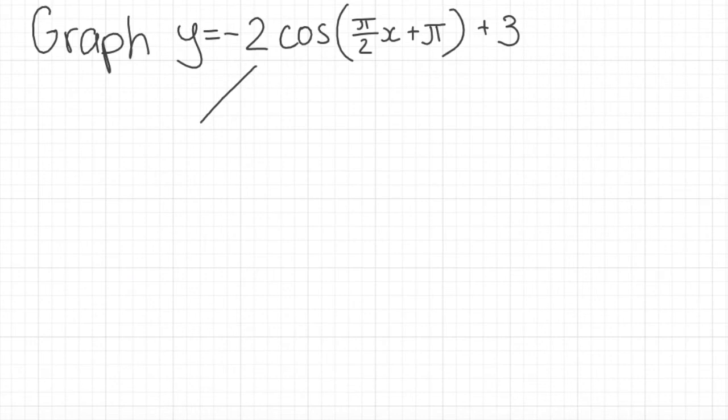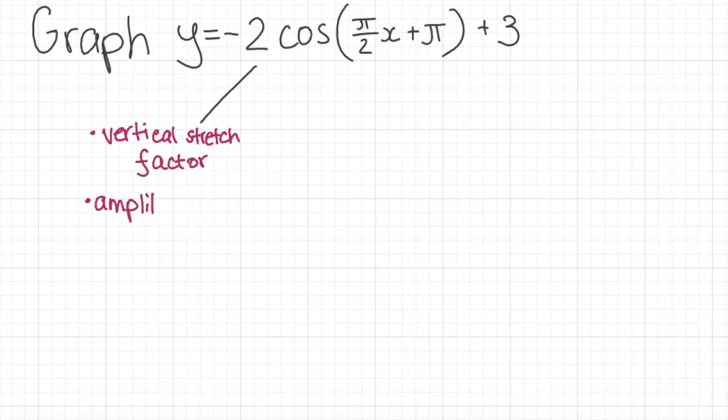Considering the graph of y equals -2 cos of pi over 2x plus pi plus 3. Let us first label all of the aspects of our equation. The -2 will tell us the vertical stretch factor and the amplitude. Pi over 2 will tell us the horizontal stretch factor and will give us insight into the period.